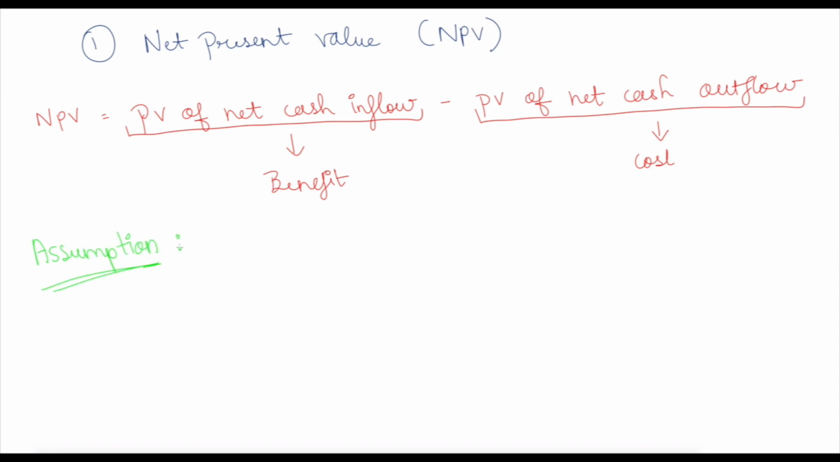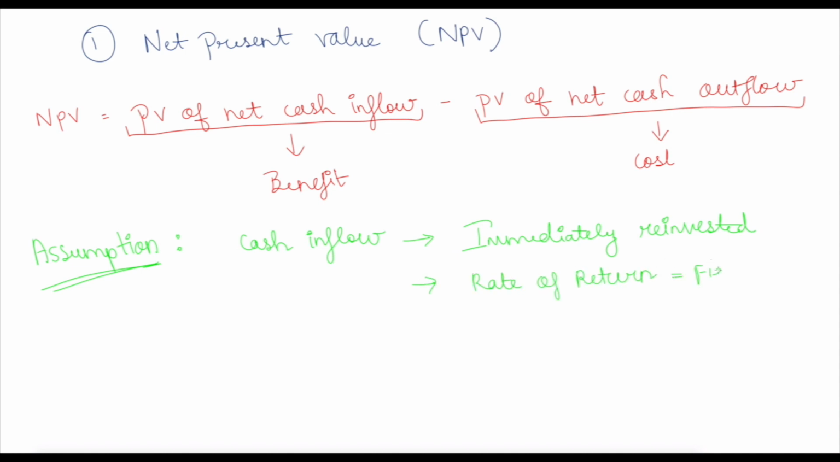Okay, let us go to the assumption. So each technique here carries some assumptions. Based on these assumptions these techniques work. What is the assumption for net present value? Let me explain. The assumption in net present value is that the cash inflows are immediately reinvested at a rate of return equal to firm's cost of capital.